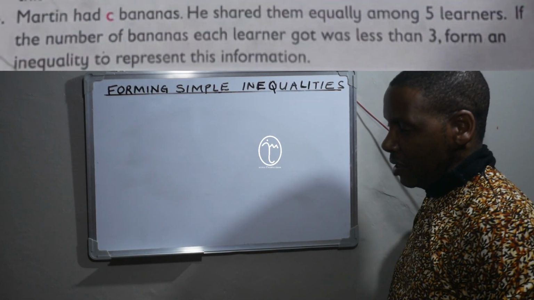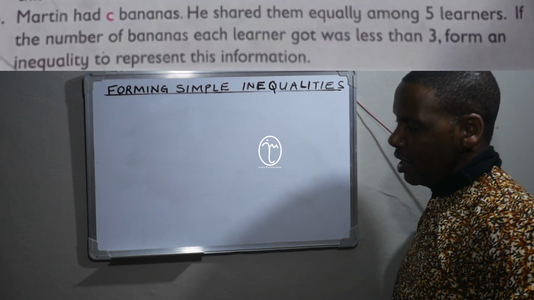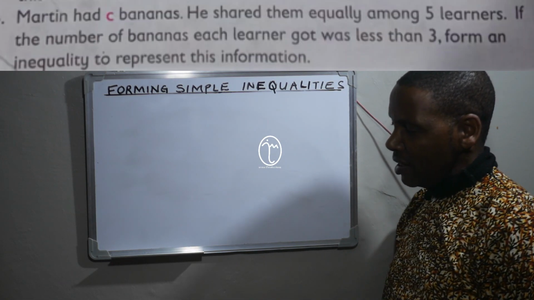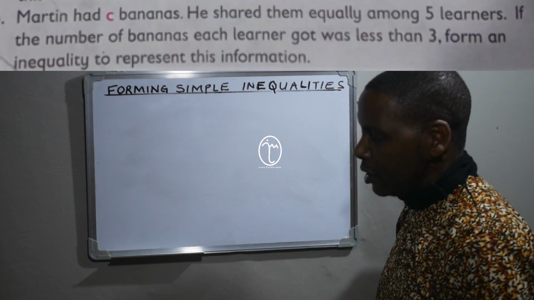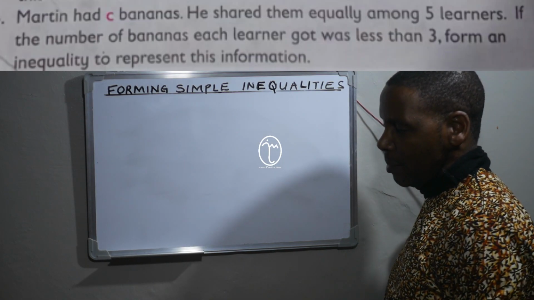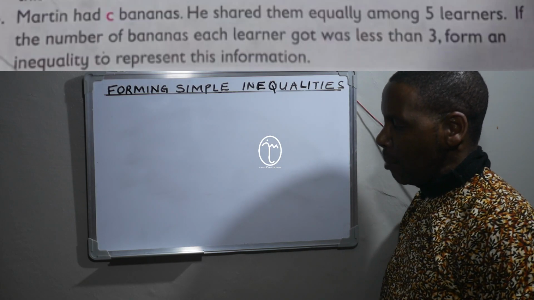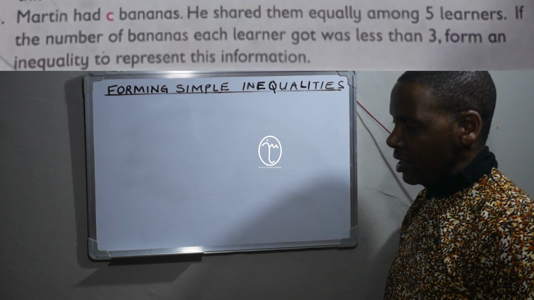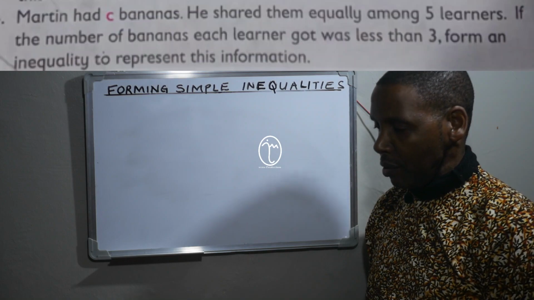Another question reads, Martin had C bananas. He shared them equally among 5 learners. If the number of bananas each learner got was less than 3, form an inequality to represent this information. Martin had C bananas. He shared them equally among 5 learners. If the number of bananas each learner got was less than 3, form an inequality to represent this information.